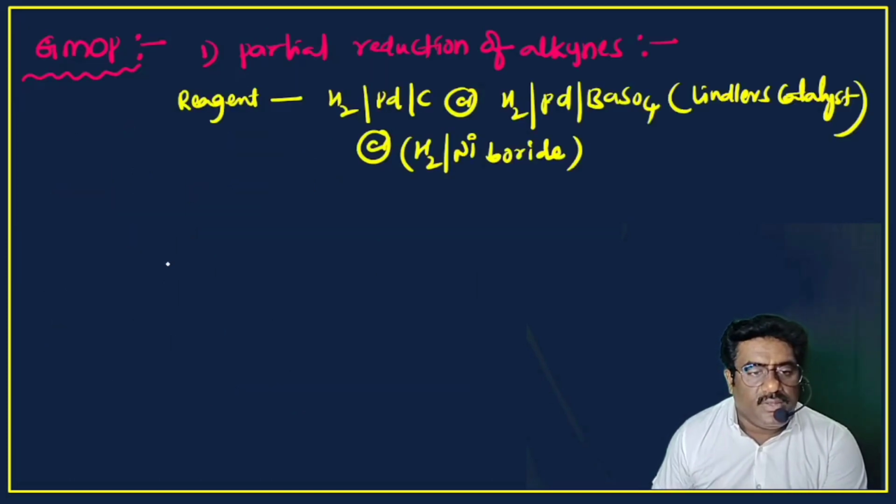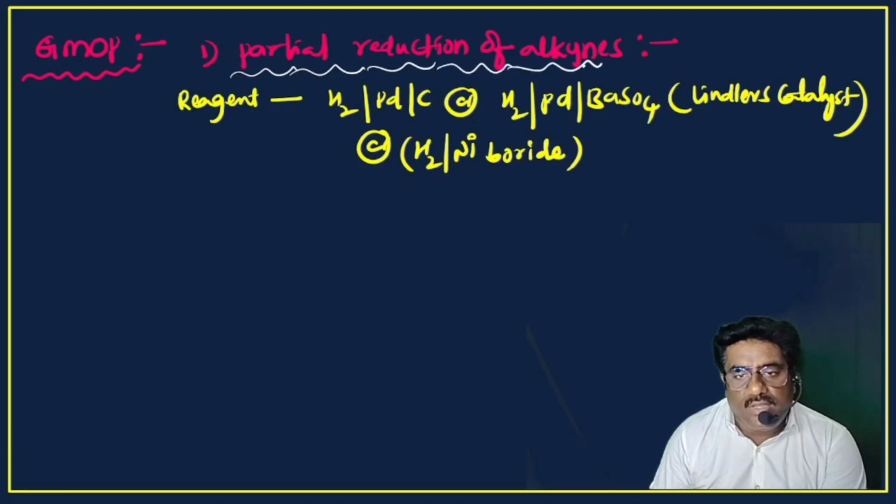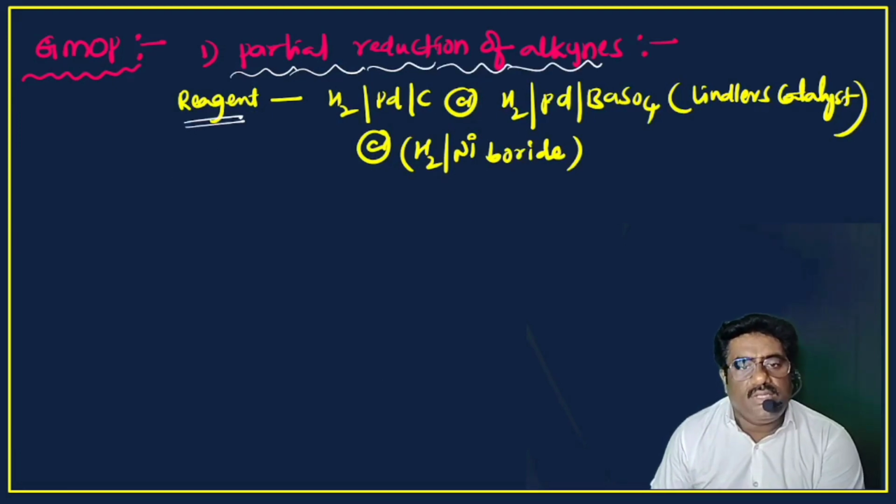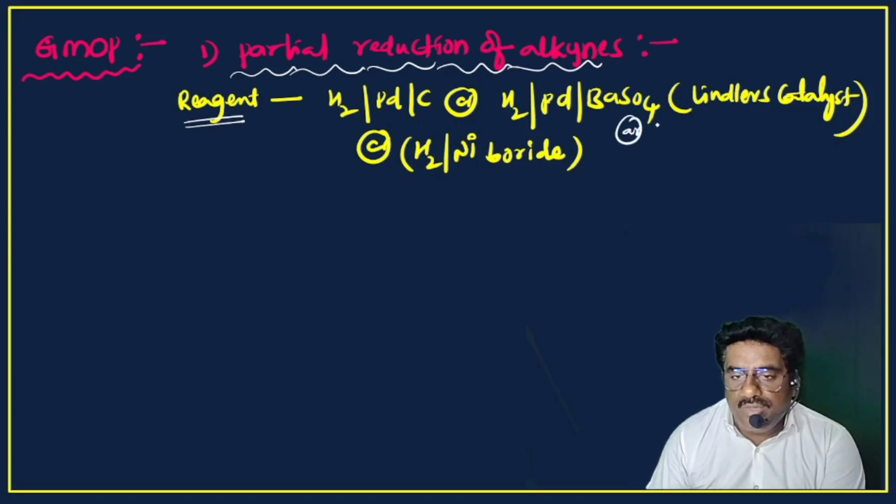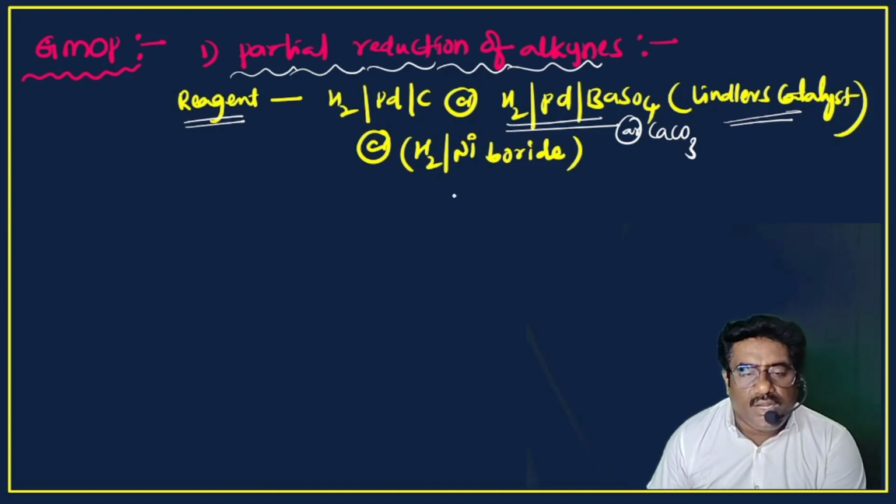The first one, partial reduction of alkynes. What is the reagent used for the partial reduction of alkynes? Hydrogen gas with palladium on carbon, or hydrogen with palladium barium sulfate or calcium carbonate. Hydrogen with palladium barium sulfate is Lindlar's catalyst. Hydrogen with nickel borate is also used for the partial reduction of alkynes.